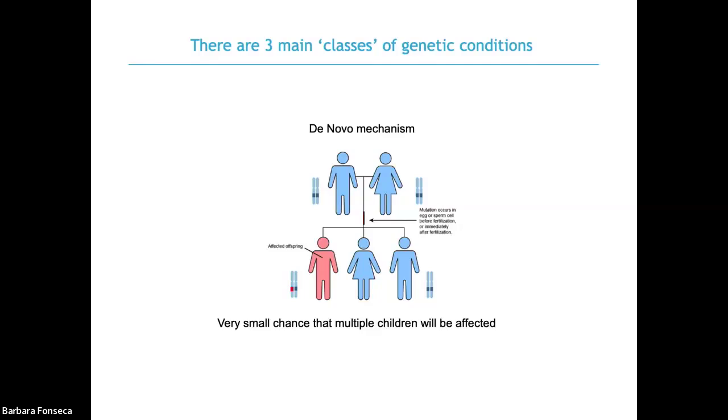So there are three main classes of genetic conditions. The first is called a de novo mechanism. This is when neither parent is a carrier, and the genetic mutation just happens by chance in the affected individual. So in this case, there's a very small chance that multiple children would be affected. In 3 billion letters, many of us have changes in our genome and they're not pathogenic. They don't cause a condition, but occasionally they do. And this is just the luck of the draw.